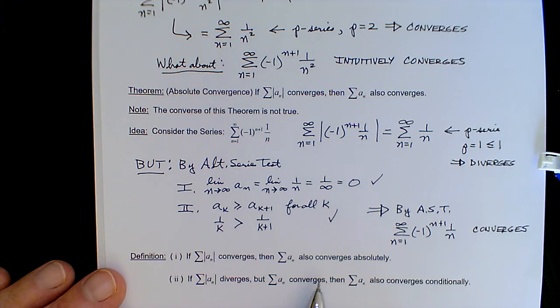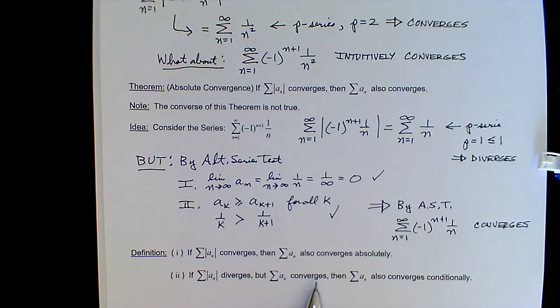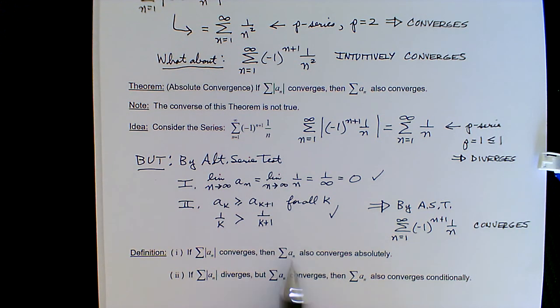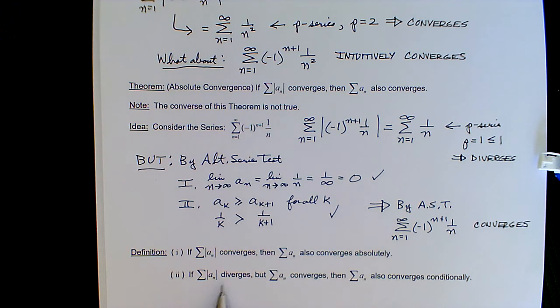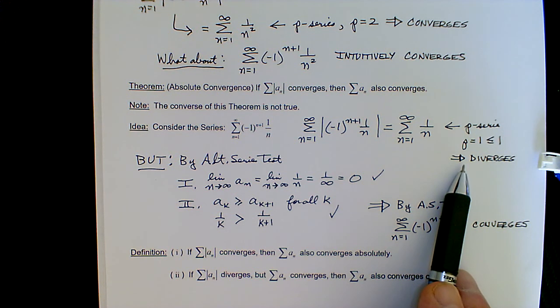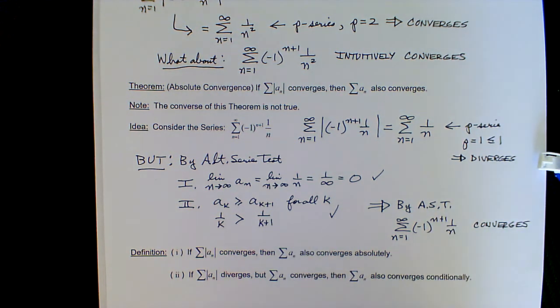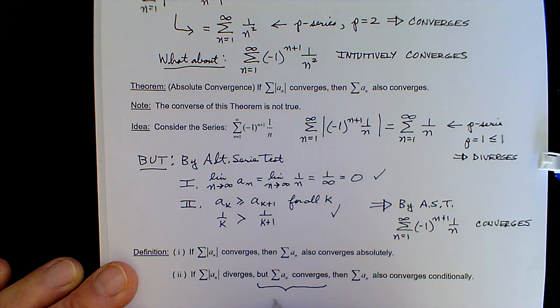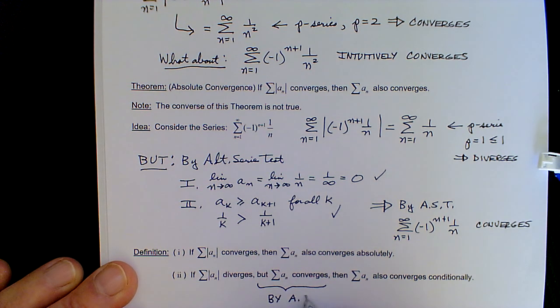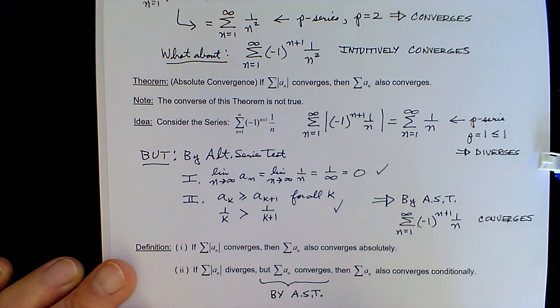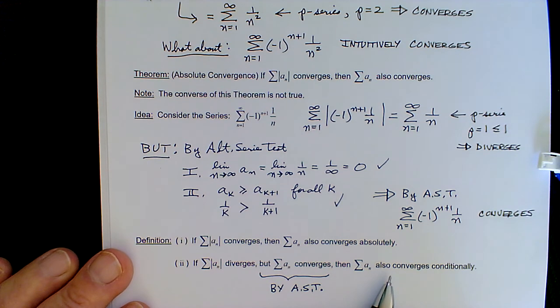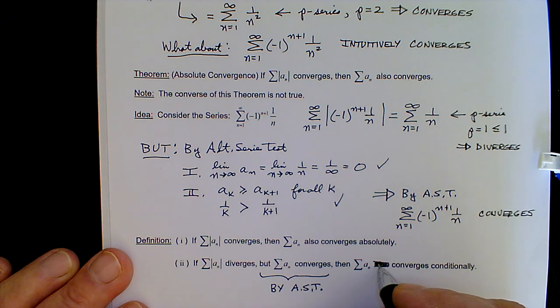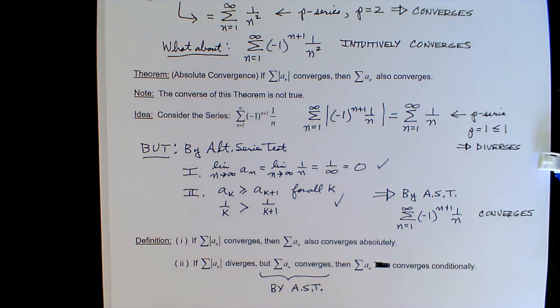So that leads us to our definitions for absolute and conditional convergence. If the sum of the absolute value converges, then the series converges absolutely. But if the sum of the absolute value diverged, like in this example, but the series converges by the alternating series test, which is the only way this can happen, then we say that the series converges conditionally.